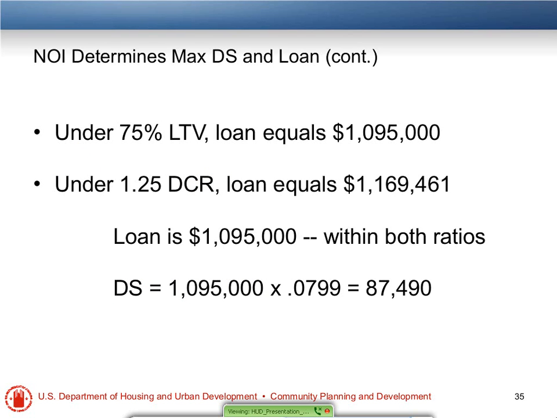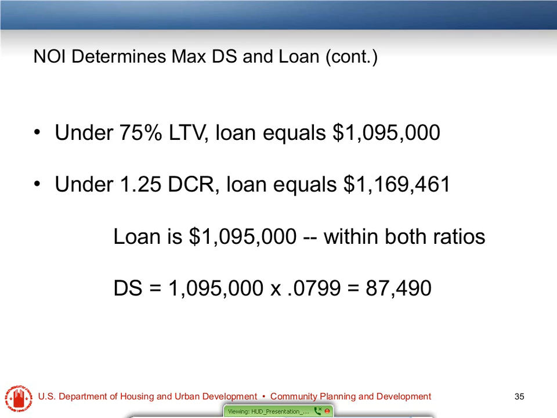If we look at the two loan amounts now, based on loan to value, the bank was willing to lend $1,095,000. Based on the debt coverage, the lender would be willing to lend $1,169,000. What the lender's going to choose is the loan amount that is the lower of the two, or the loan that basically qualifies under both ratios. And in this case, the more restrictive loan amount would be based on the $1,095,000.